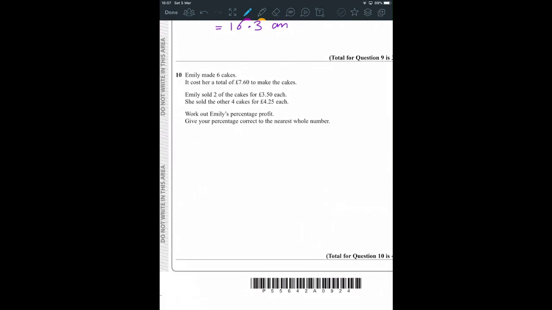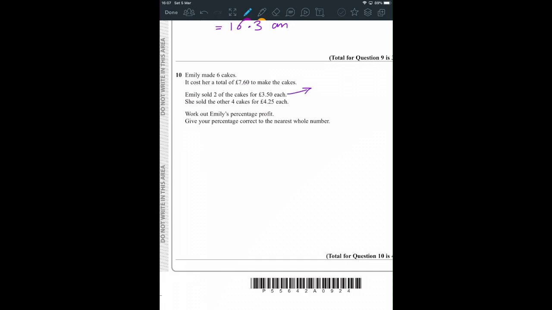Question 10. Emily makes 6 cakes. It's going to cost her a total of £7.60 to make all these cakes. This already feels like a profit style question. 2 of the cakes sold for £3.50. The others were sold for £4.25 each. Work out the percentage profit. So let's work out the profit of each.